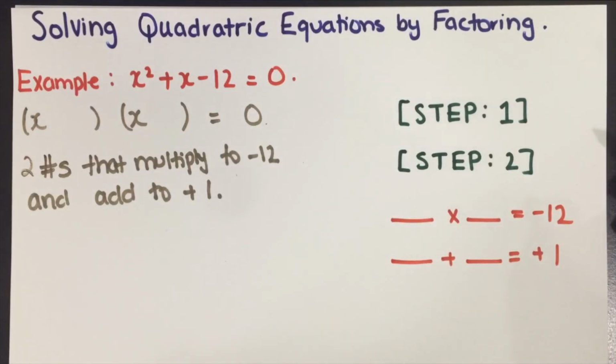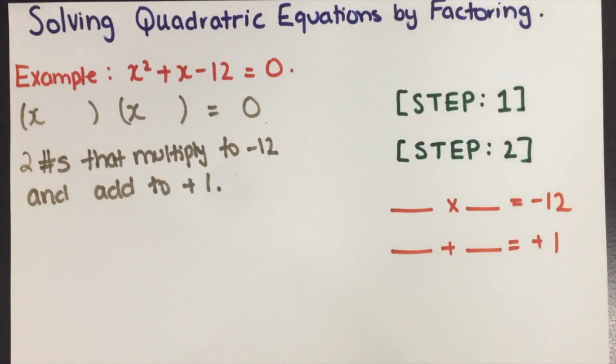Now what you need to do is make a list of your factors of negative 12. That is, make a list of numbers that multiply to give you negative 12, and then check if, when you add those two numbers up, they give you positive 1. So now let's make the list of two numbers that multiply to give you negative 12.